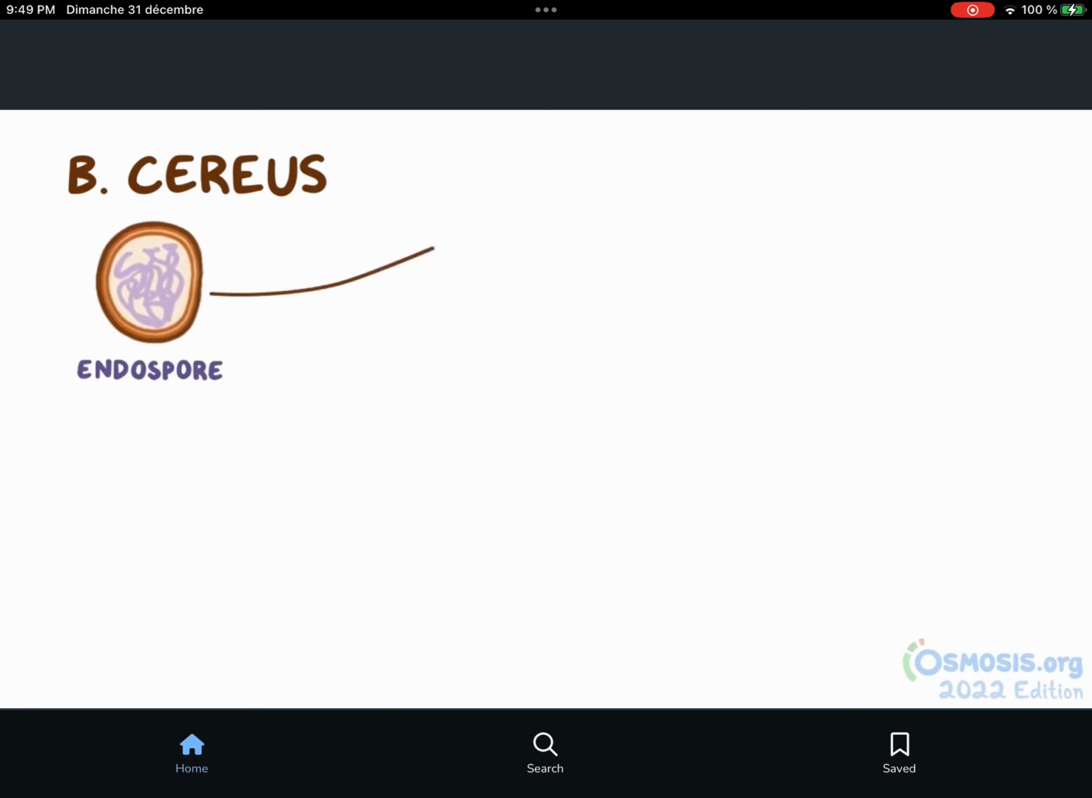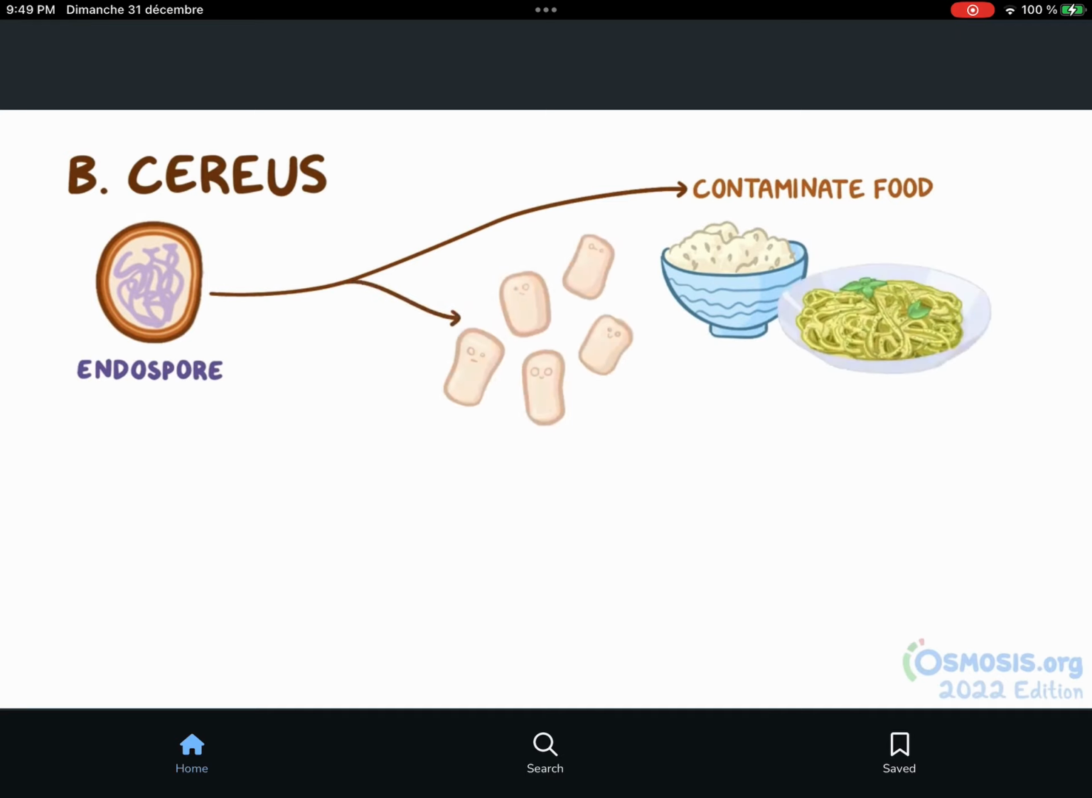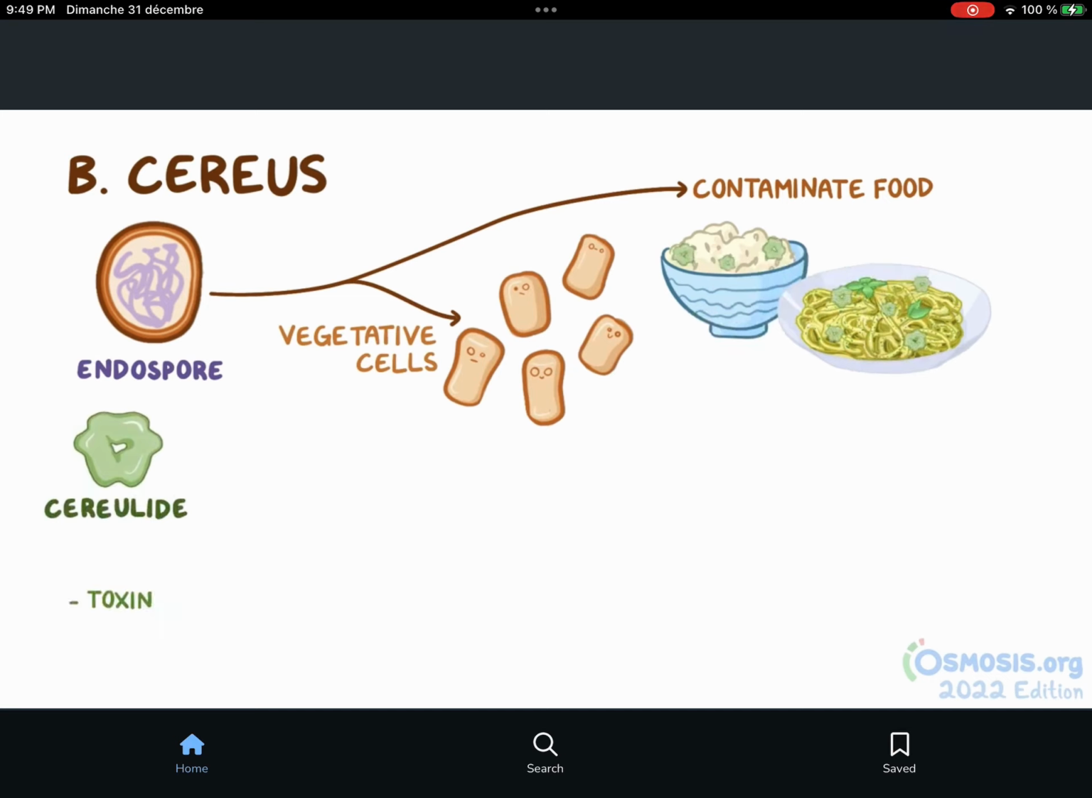So these endospores can also contaminate food like rice or pasta, and some of them germinate into vegetative bacterial cells, which then start producing a toxin called cereulide within food. Cereulide is a toxin known to cause vomiting when ingested, so it causes an emetic type of food intoxication. Cereulide is also heat resistant, so even when food is cooked or reheated, the toxin is there to stay.